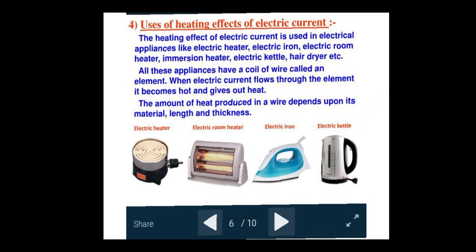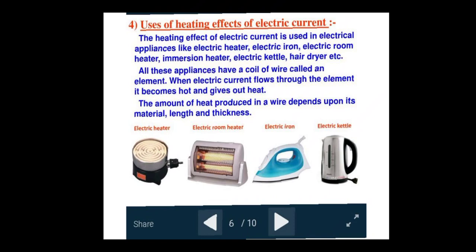Now, uses of the heating effect of electric current. The heating effect of electric current is used in electric appliances like electric heaters, electric iron, electric room heaters, electric kettles, hair dryers, etc. All these appliances have a coil of wire, an element. When an electric current flows through the element, it becomes hot and gives out heat.